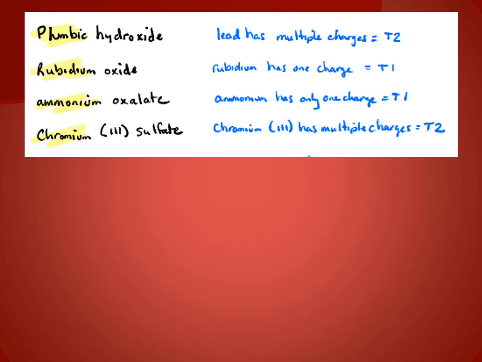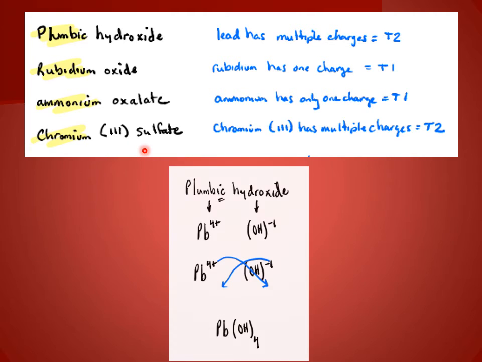Okay, so here are the first four names. Plumbic hydroxide. Well, I looked at plumbic. Plumbic, right, is lead. Lead has multiple charges, so I would declare this type 2. Rubidium. It doesn't matter what it's hooked to at the moment. I'm just looking at rubidium. Rubidium has only one charge, so therefore it's a type 1 compound. Ammonium is clearly a type 1 compound. And then chromium 3, it's very obvious to me that it's visual. There's the Roman numeral. The Roman numeral tells me in a name it is type 2. So there you go.